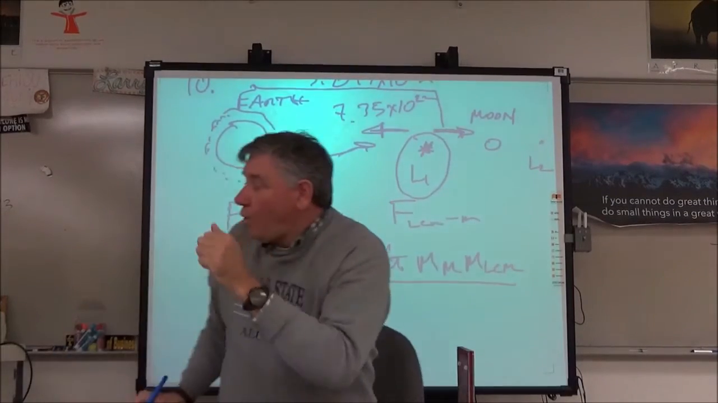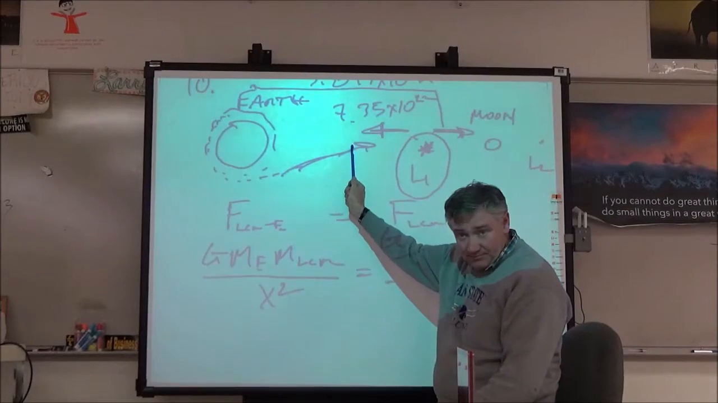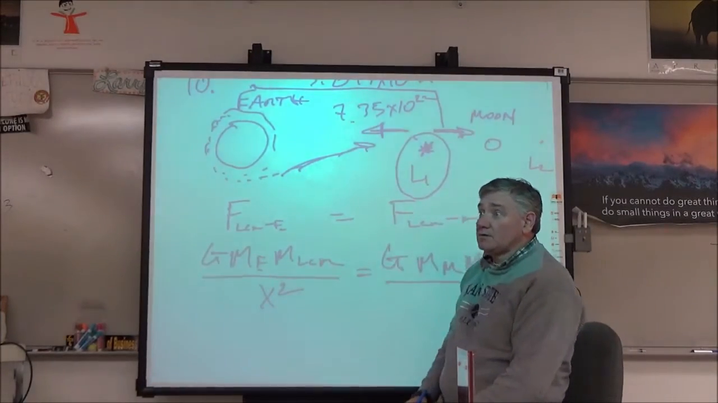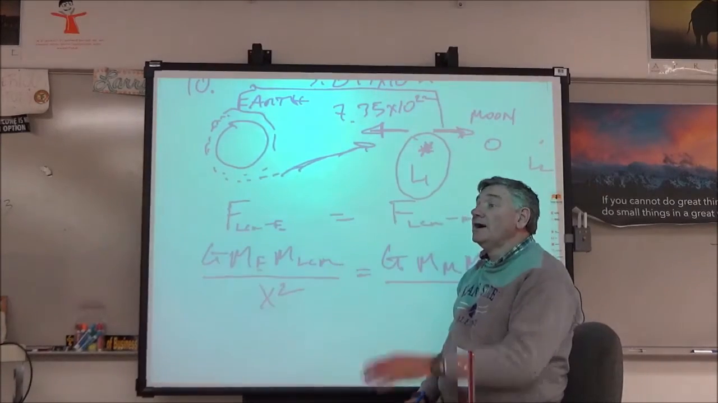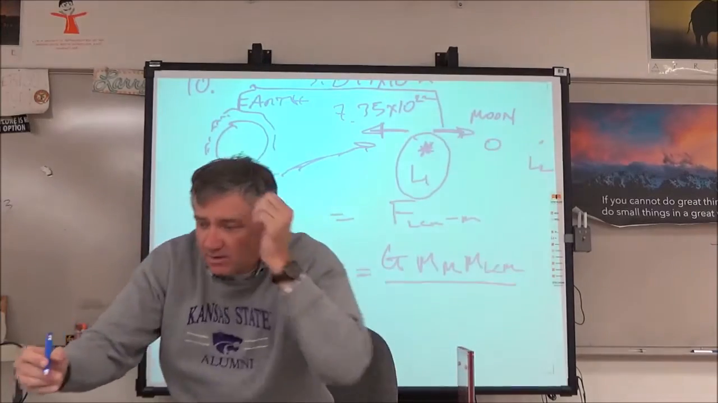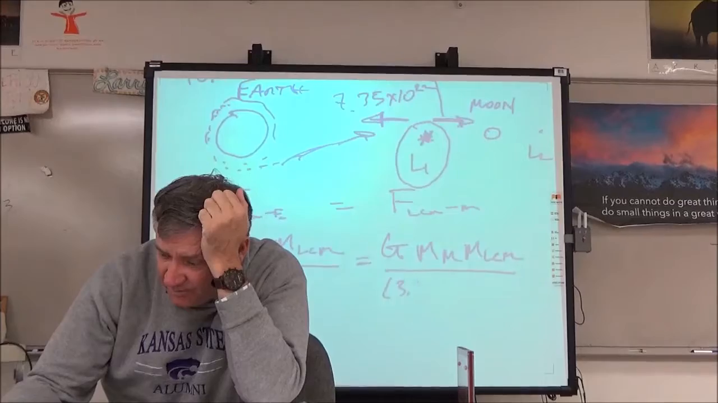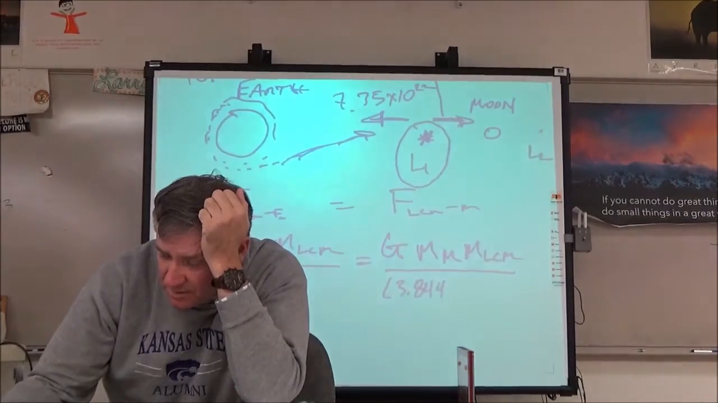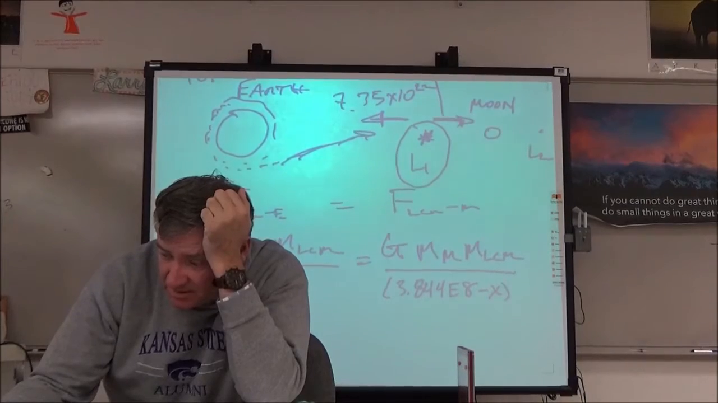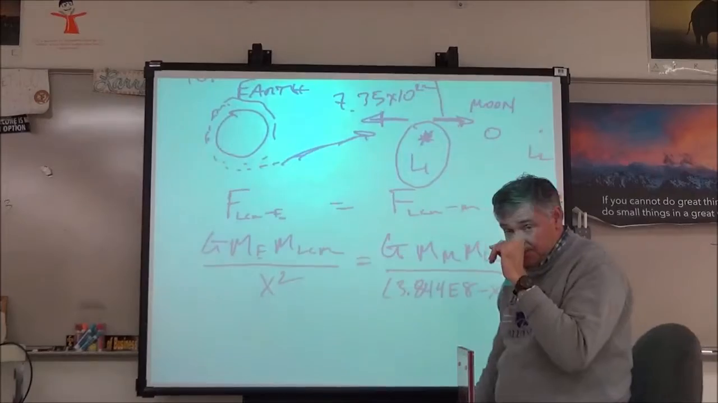Now, if this distance is x here, what's left over? It's the distance minus x. Yes, it's the entire distance minus x. So that's going to be that 3.844 e to the 8th minus x, but that's going to get squared.